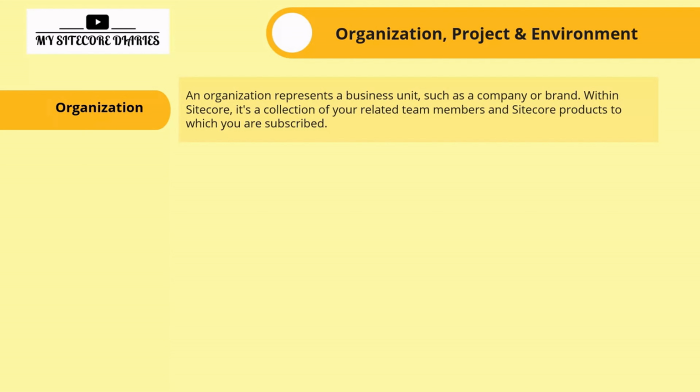So organization is a complete business unit, or it's your company, under which you will have multiple brands, and every brand will have their own team members, and those team members will have different projects. And every project will have a different environment. So organization is the top level, that is your business unit. And then as we said, it will have projects. So what are projects?